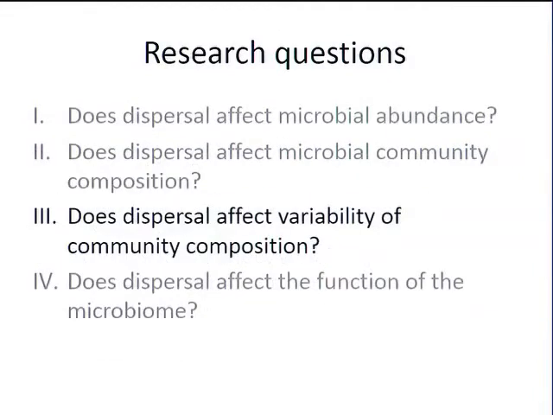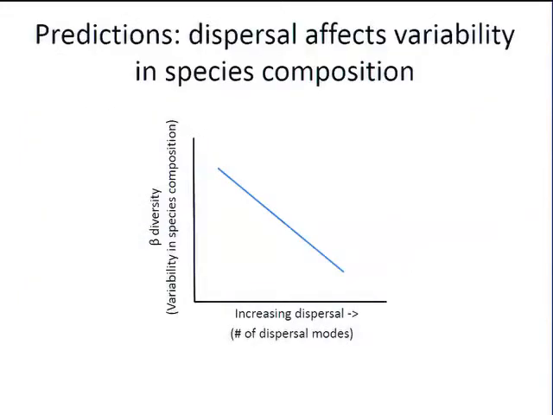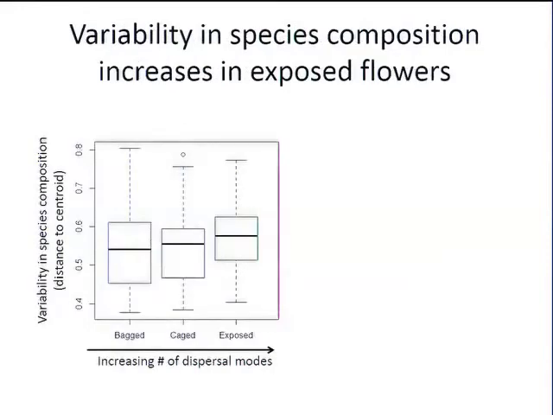All right, so then I'd like to talk about how dispersal affects the variability in community composition. We might predict that with increasing dispersal, or number of dispersal modes on the x-axis, we see a decrease in the beta diversity or variability among samples, simply because we're more likely to introduce a competitively dominant species or actually homogenize those communities to a greater extent. Is this what we find?